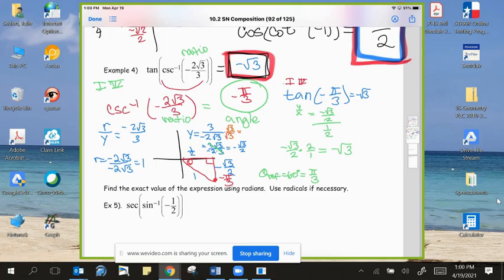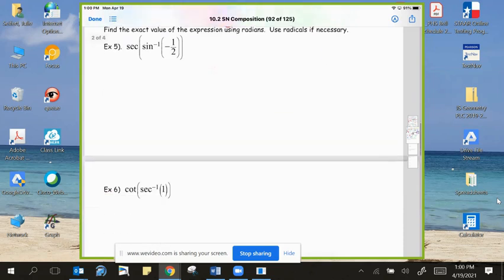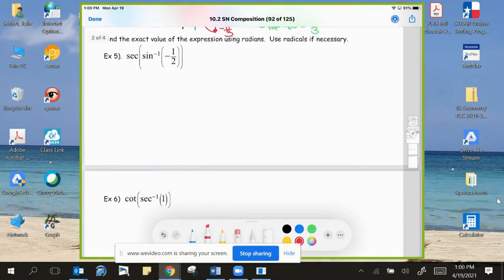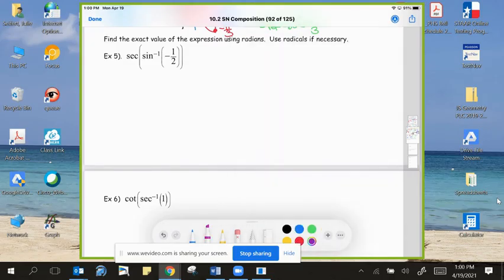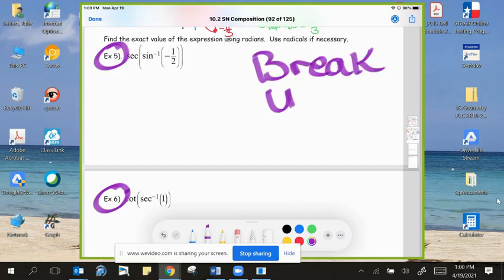Okay, I want you right now to do example 5 and 6. Try these two. We are going to break until 1:10. Do those two problems. Take a break in the next 10 minutes. Go.